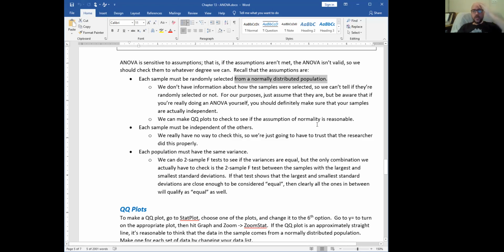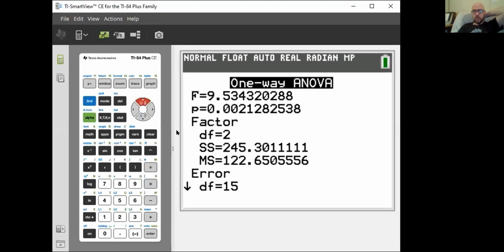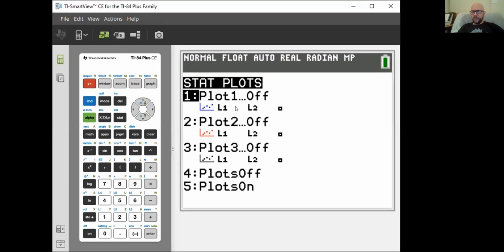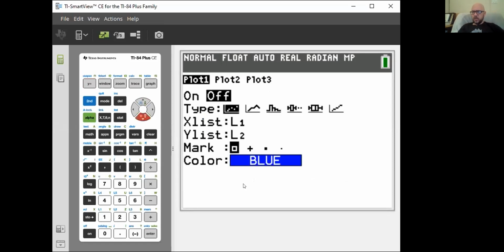So what we can do is a QQ plot for each one, right? We can do a QQ plot for the top and one for the middle and one for the bottom and see how they all look. So that's what I want to start with. I'm going to start by making QQ plots for each one. So let's go over to the calculator and I'm going to go to stat plot and we're going to make a QQ plot in plot 1. The one we want is this guy. That's the QQ plot. Data list L1.